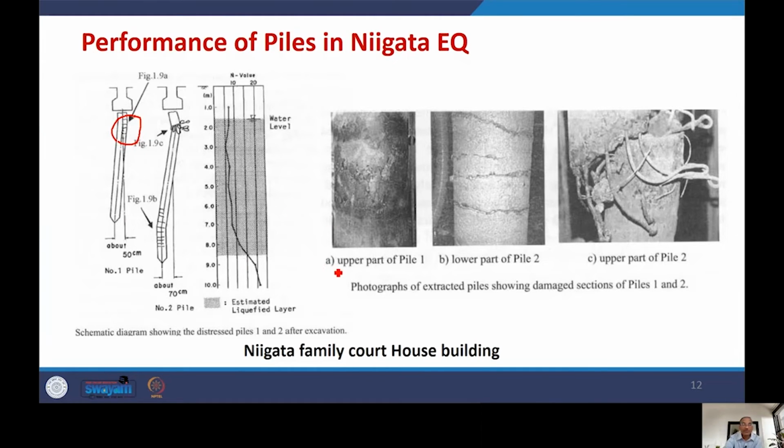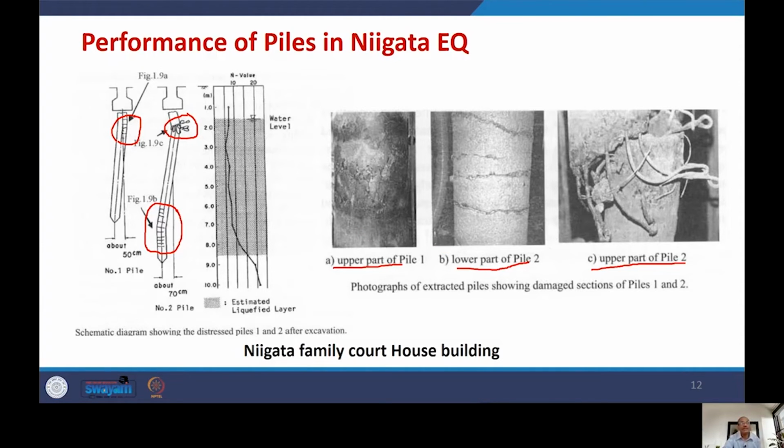While B corresponds to this. The lower part of pile 2 is shown here. Okay, and the upper part of pile 2 is shown here. The third one here is denoting this part. Right? So you have so many there. What you could see here is that pile 1 is damaged at the top part, while pile 2 also got damaged, in the top part as well as the lower part. So the performance was not good for the pile foundation.